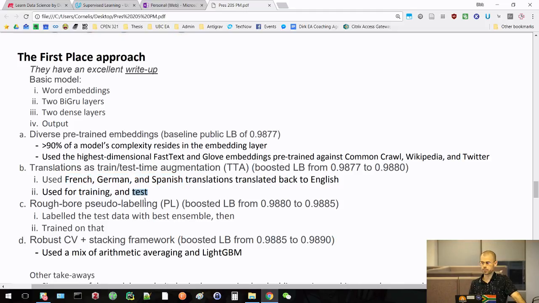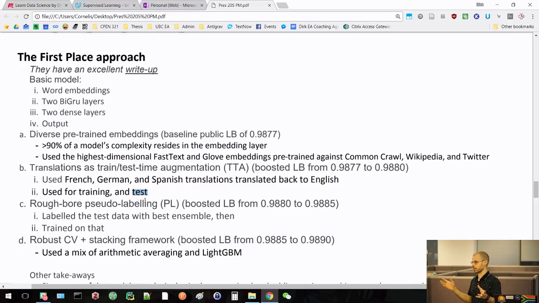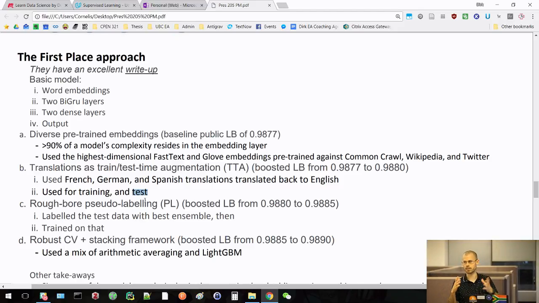Right, and so they also would do this at test time. At test time, you make a prediction on the original sentence, you also make a prediction on the translations of the sentence, and then you average all of those predictions. This is called test time augmentation, and it gives you slightly better probabilities as well.